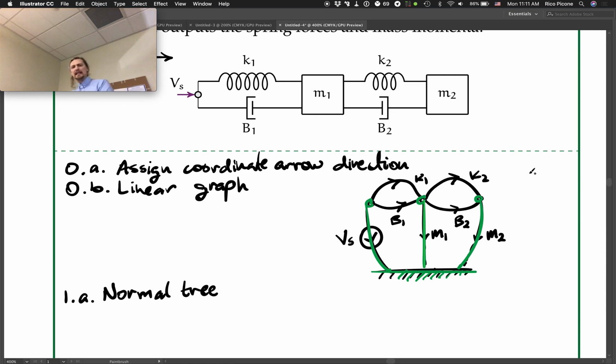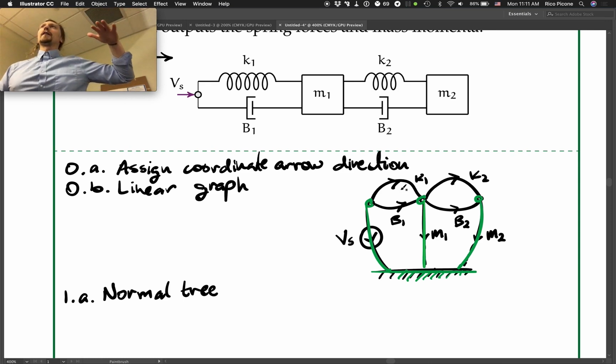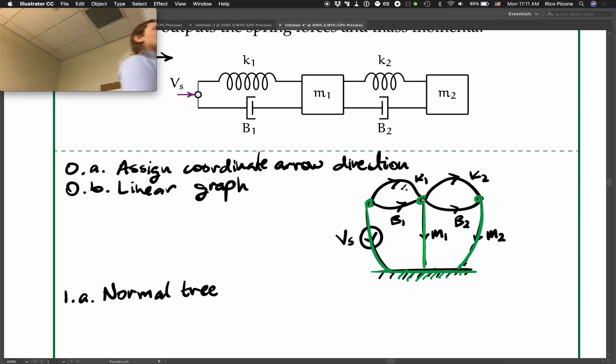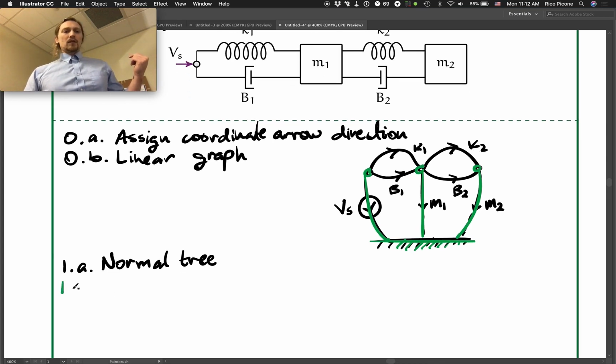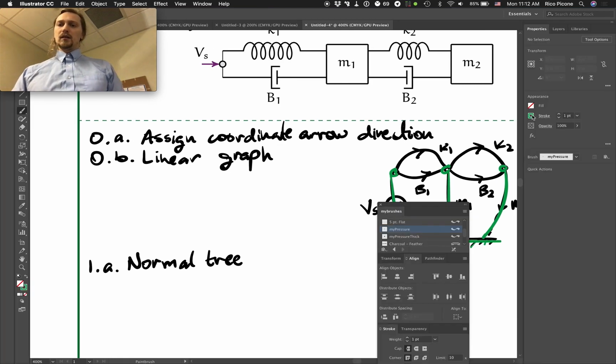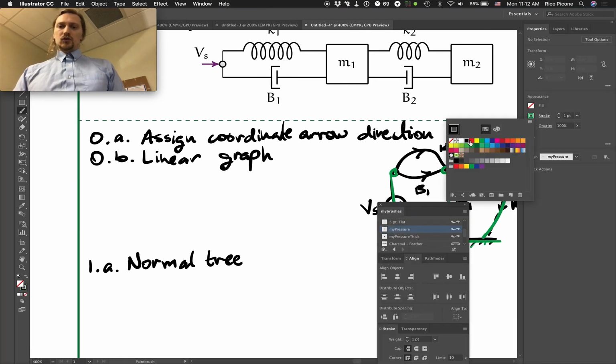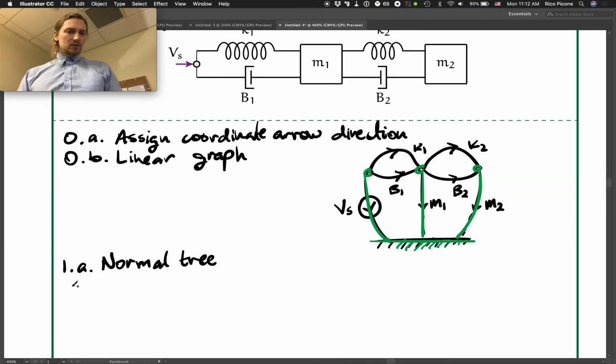And then it goes down to D-type. But if you take either of these two dampers, then you create a loop, so that is not allowed. The next one below that is the spring, or T-type. If you take either of these two springs, you're going to create a loop as well. So you can't take any of them. So we're done. Our normal tree is finished. We'll switch back to black here.